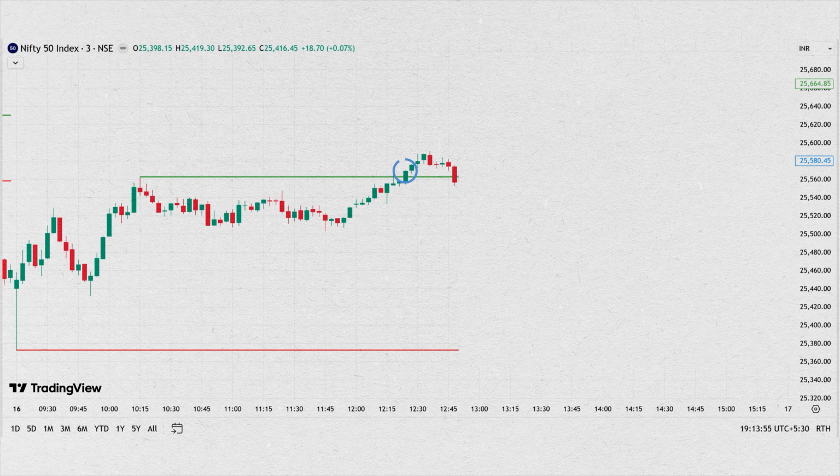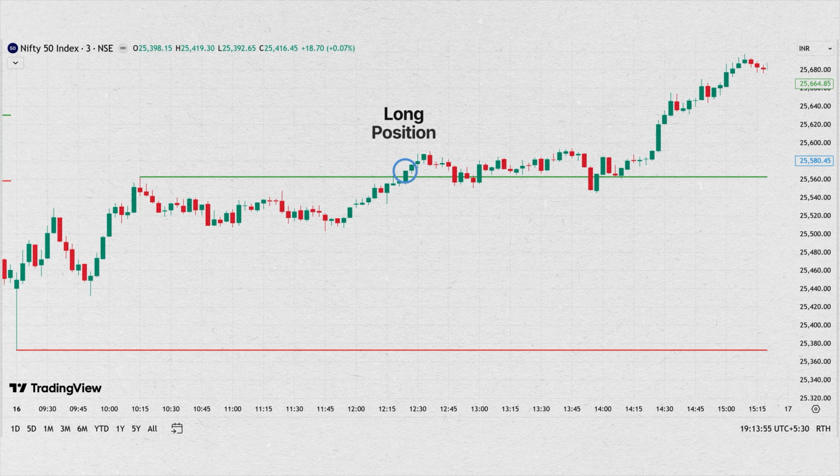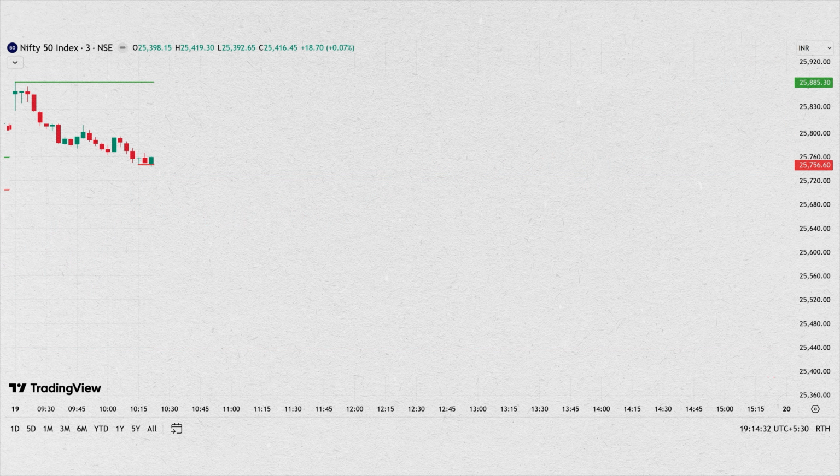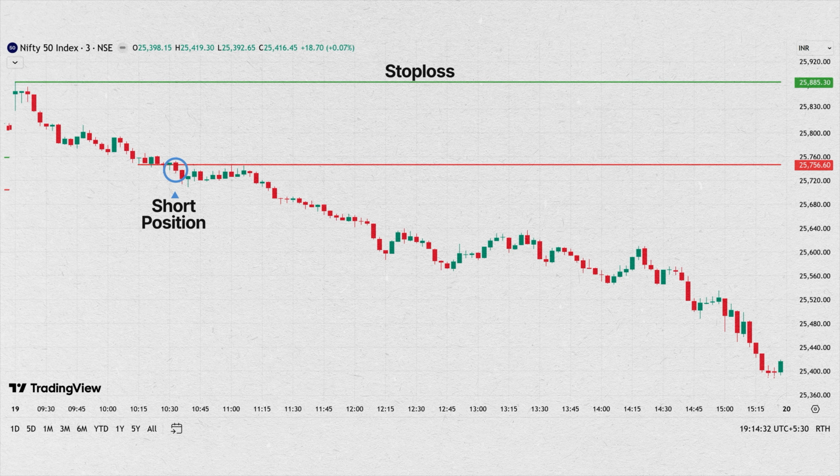If price closes above the range high after 10:15, we enter a long position, with a stop loss placed at the low of the range. If price closes below the range, we go short, with a stop loss at the high of the range. But we take this a step further.